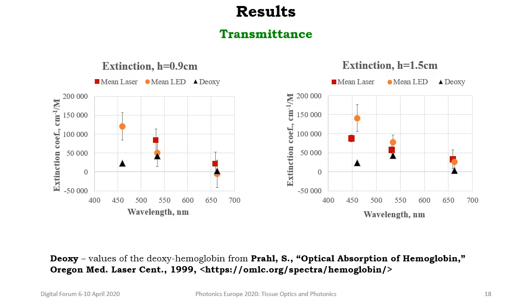These graphs compare the mean values of hemoglobin extinction coefficients obtained by LED and laser prototypes with the values presented by other authors. These results are obtained from transmittance images of 9 mm and 1.5 cm thick phantoms. As you can see, our calculated extinction coefficients are higher compared to the values found in the literature. The greater difference is observed at 460 nanometers, and the difference decreases with increasing wavelengths.